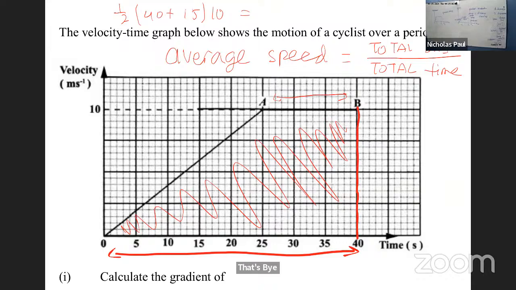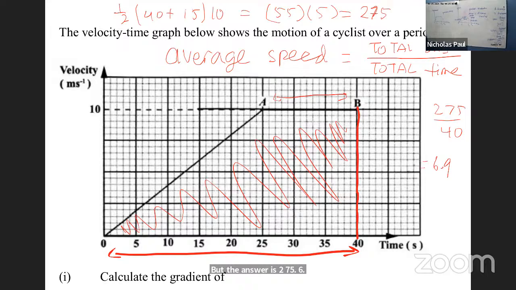So that's 55 multiplied by 5. How much is that? 275. Oh, yeah, 275. So the answer is 275 divided by 40, which is 6.9 meters per second squared.